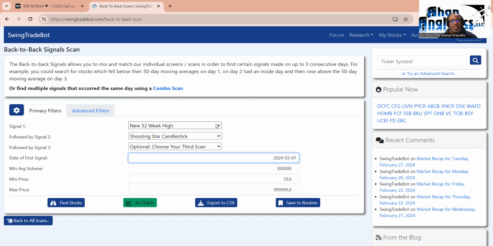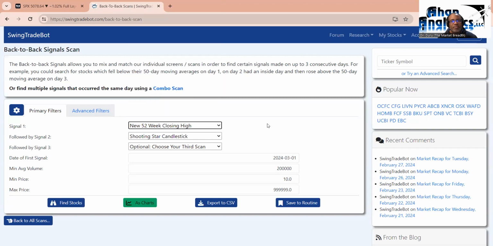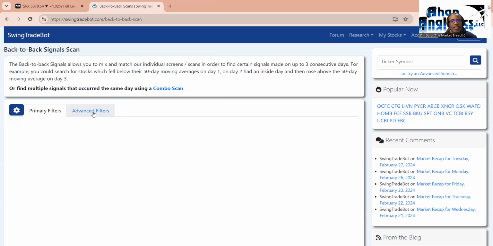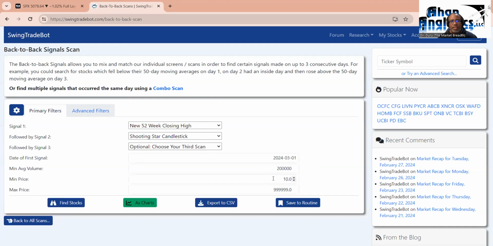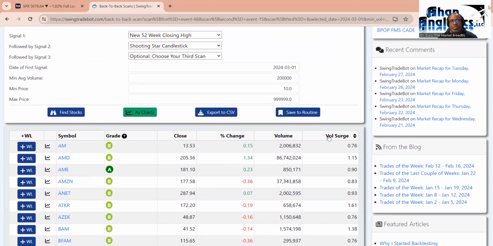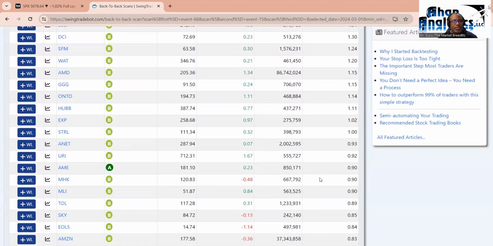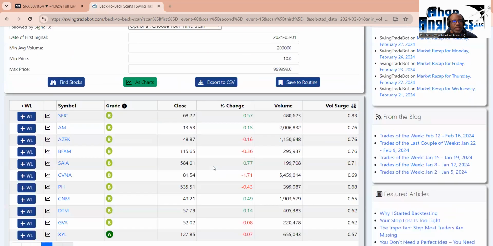And as I'm describing that, I'm realizing I actually want the 52-week closing high for my first day. Okay, sorry for the turn on that. Let's make sure the advanced filters are set right. So I want stocks and a minimum price of 10. So let's click on find stocks. And just like last time, I'm going to filter on volume surge because I'm going to start with the stocks with the biggest surges. And sorry, I'm just going to go through this list really quickly and then I'll come back because I'm hoping to see some candidate stocks.